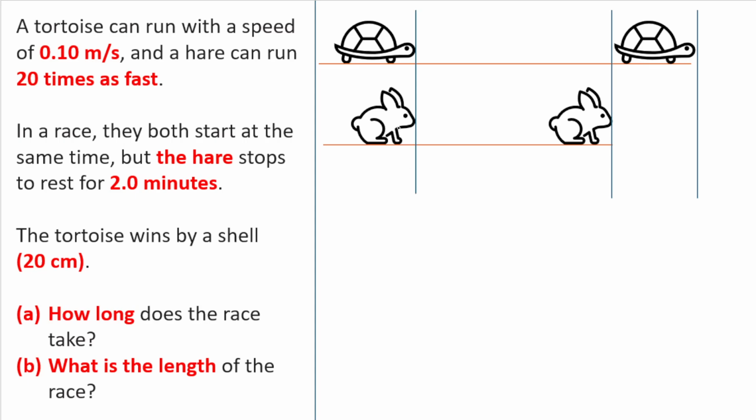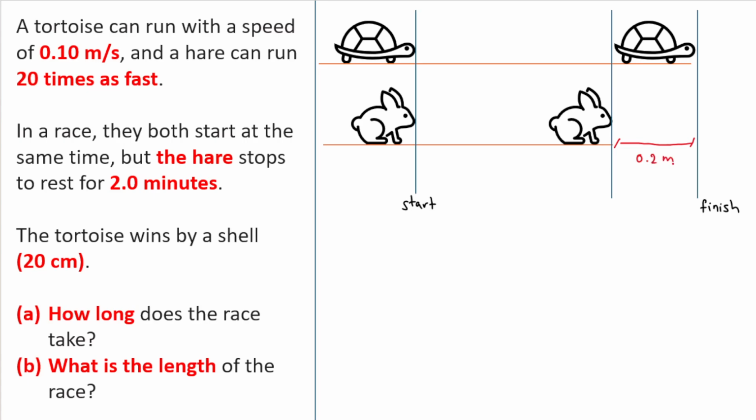So let's see here. This is the tortoise and this is the hare. Here we have the start line, and here this is the finish line. Remember that the tortoise won, but he won by 20 centimeter. So this distance here that the hare finished here will be 20 centimeter. Or I will make it in SI unit, so 20 centimeter is 0.2 meter.